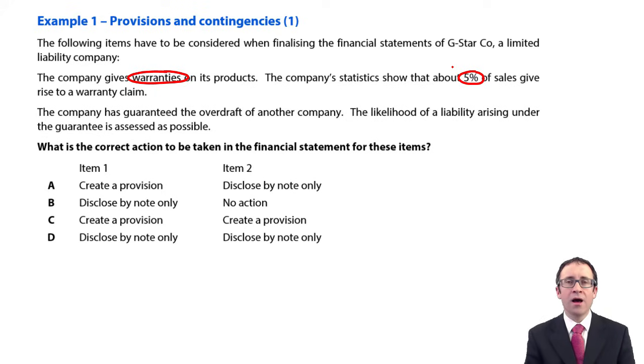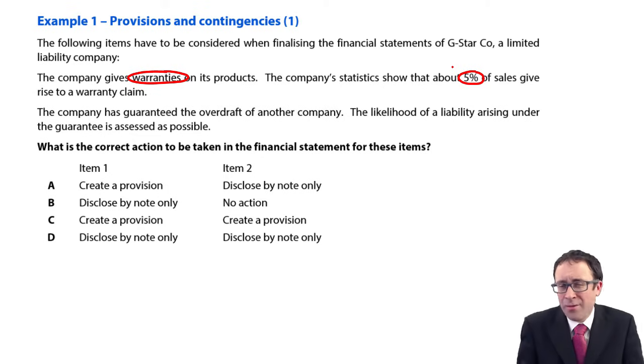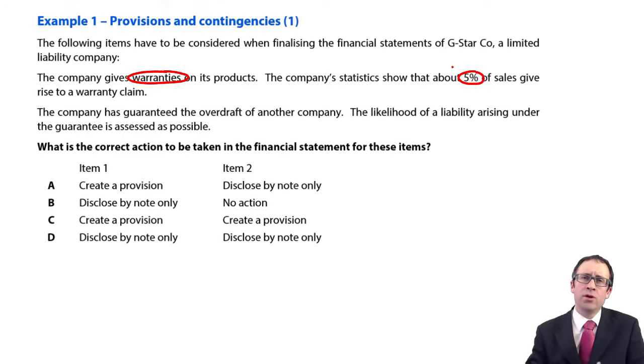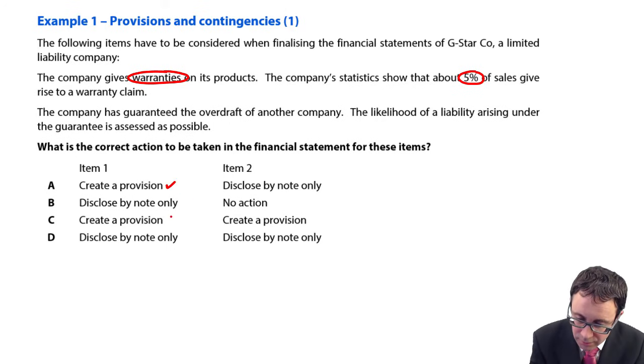Okay, so that's the obligation. Is it probable? Well, it's happened in the past. You know, 5% of claims arise, so therefore, yeah, it might only be 5% of the total, but that's still probably going to happen, isn't it? Okay, so therefore we meet the second criterion. Can we measure it reliably? Well, yes. We know how much we have to spend in the past. We can therefore use that as an estimate to reliably measure what we spend in the future. Okay, so for the first item, we are going to create a provision.